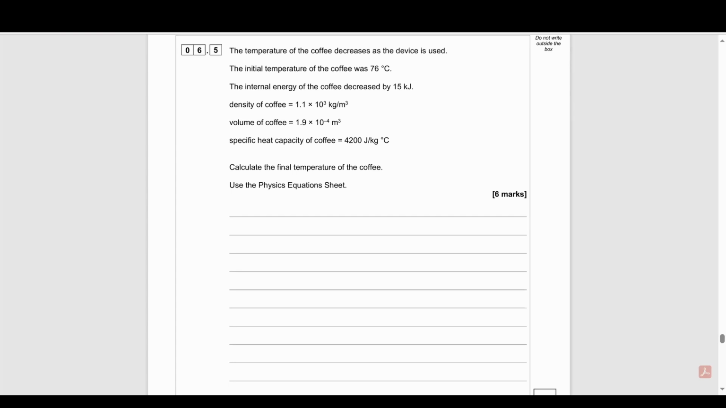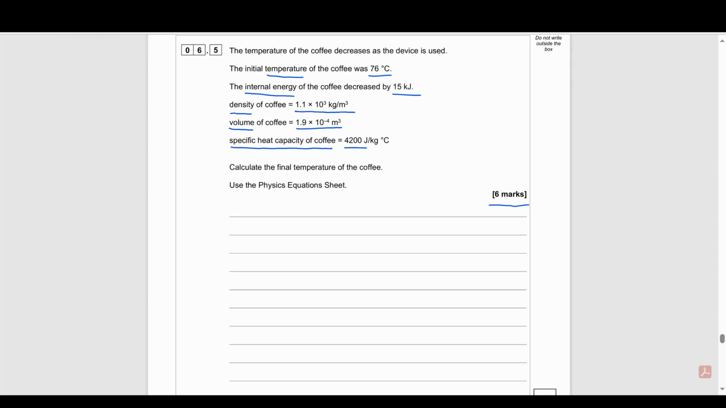Use the physics equation sheet. 6 marks. So we're given many values here. So this is telling us that we have to use multiple equations. So this is a compound equation question. So we've got temperature, 76. We've got internal energy, 15 kilojoules. A density value, a volume value, a specific heat capacity value.